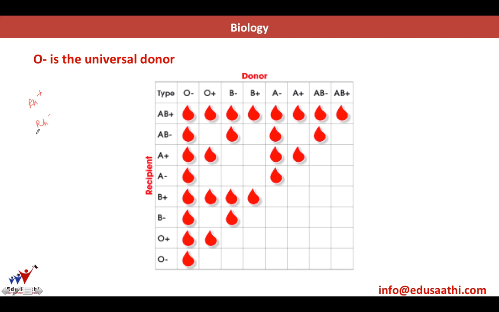Okay, so at the time of blood transfusion, RH factor is also tested. RH positive blood is given to RH positive only. RH negative blood is given to RH negative people only. If the blood of RH positive is transmitted to RH negative, then again agglutination will happen and the person with RH negative blood group dies.